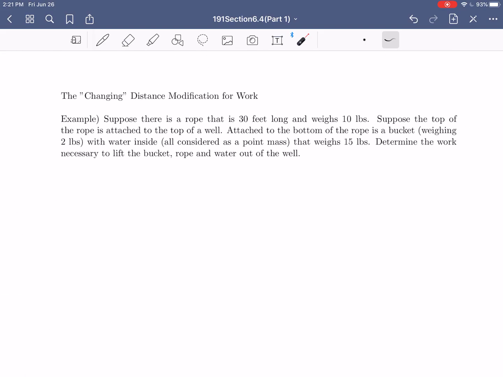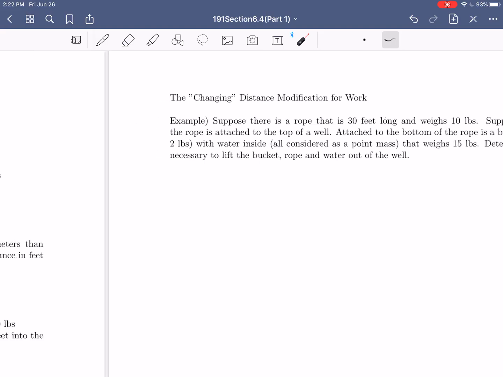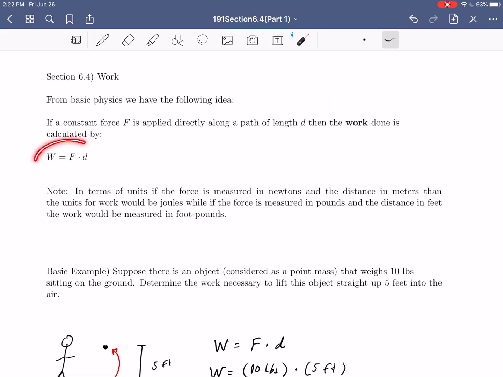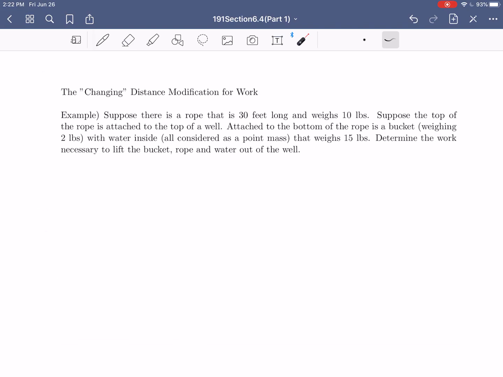So our first example is going to be what I would call the quote-unquote changing distance modification for work. Like we said back here, this basic formula works if you have a constant force that is applied along the entire length of the path. Now we're going to take a look at where some of the distances might be changing. So let's take a look at this.